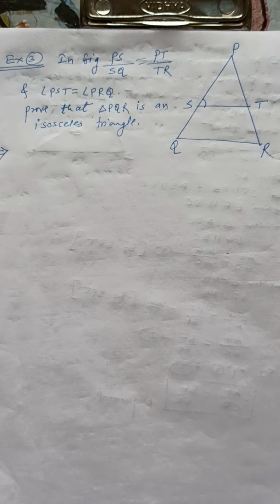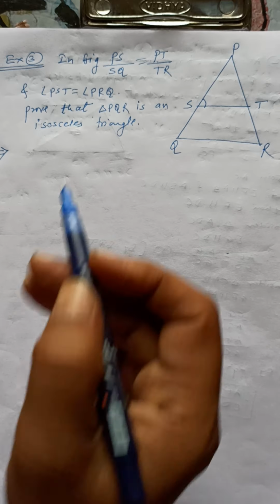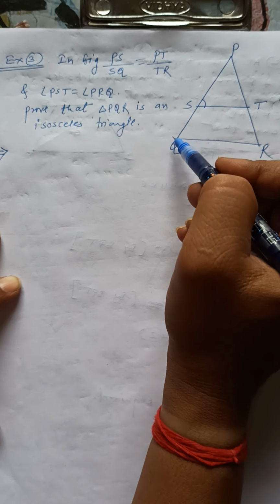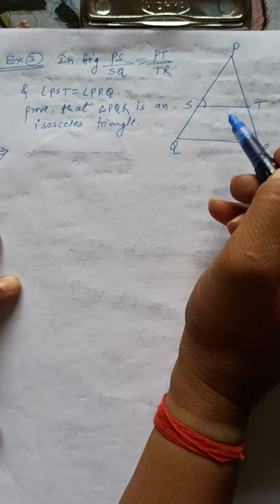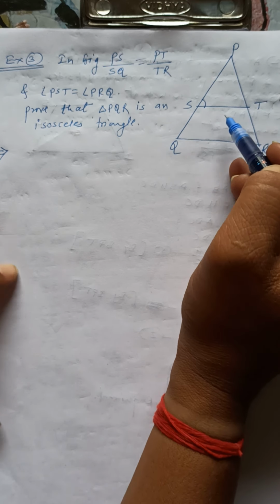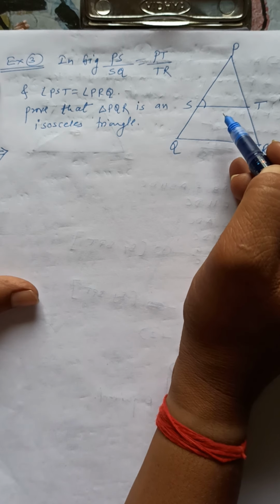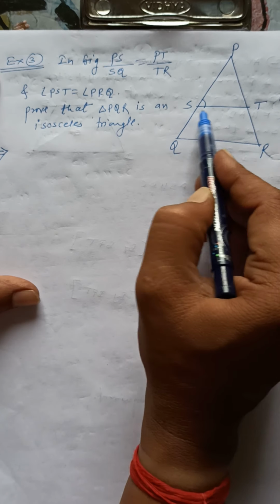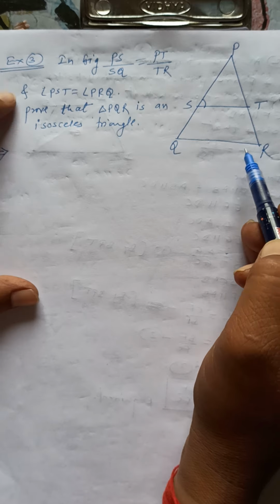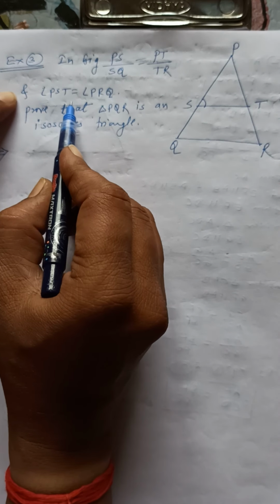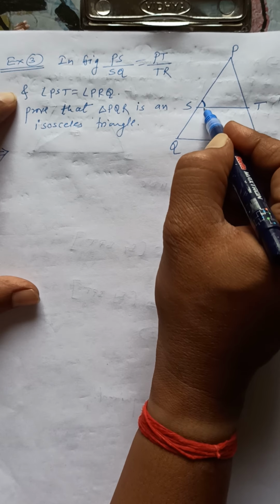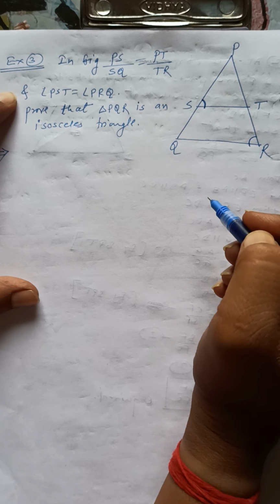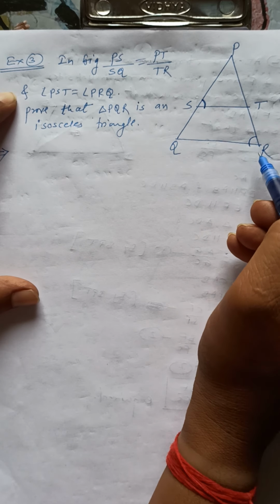Okay, the next example, a very interesting example, example number 3. In the figure, there is one triangle. In that triangle, PS upon SQ is equal to PT upon TR. The converse of the basic proportionality theorem says that if PS upon SQ is equal to PT upon TR, then ST is parallel to QR. One more thing is given: angle PST is equal to angle PRQ. These two angles are equal. Then we have to show that PQR is an isosceles triangle.